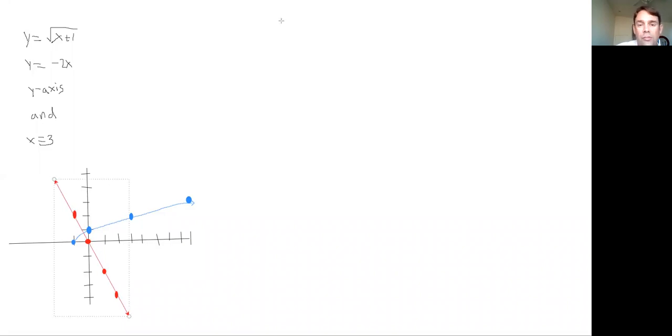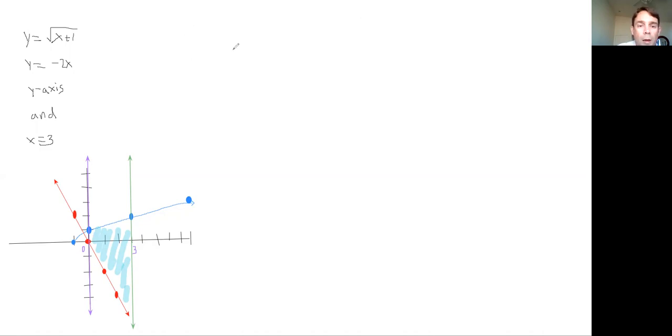The y-axis, I want to make this just a little bit wider so we can see it here. The y-axis is right here. And x equals 3. That's the line right here. So what we're really being asked is, what is this value that's bounded in all these regions in here? You can see the two functions in between are the blue and the red function. And we're going from x equals 0 to x equals 3. So those are the bounds.